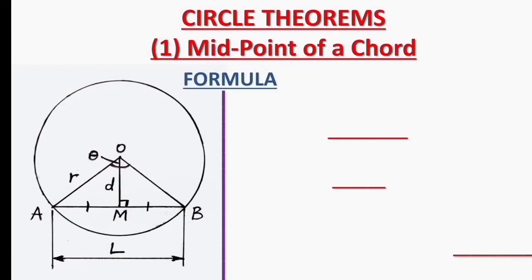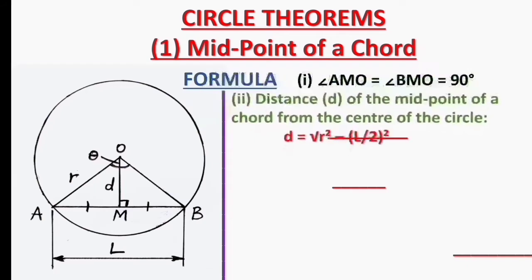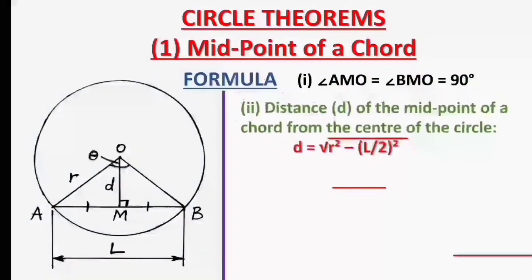Some of the formulas associated with theorem number 1, midpoint of a chord, are as follows. Number 1, the angle AMO is equal to the angle BMO, which is a right angle, 90 degrees, from the diagram. Number 2, the formula for the distance of the midpoint of a chord from the center of the circle. The formula is D equal to the square root of R squared minus (L divided by 2) all squared.